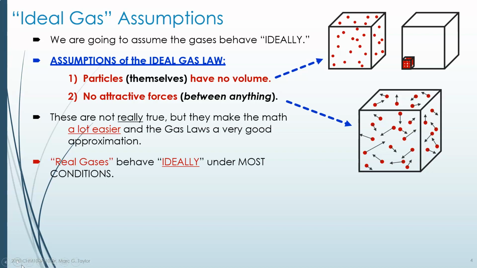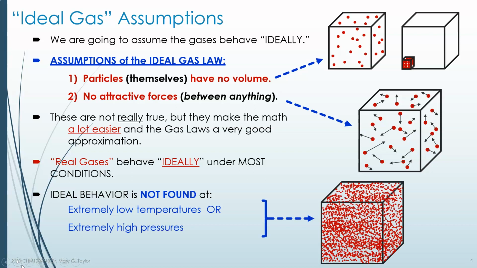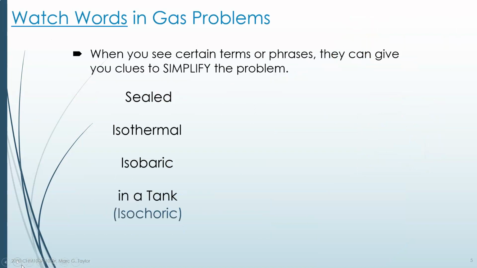Real gases behave ideally under most conditions. When they don't behave ideally is when we're at extremely low temperatures or extremely high pressures. Because when we're at very low temperatures, they start sticking to each other. When they're at high pressures, it typically means there are a lot of particles or they're moving around incredibly fast. And then some of these assumptions and some of the math that we use kind of falls apart, and we have to use more complicated versions of all the formulas, but we will not be doing that in this class.